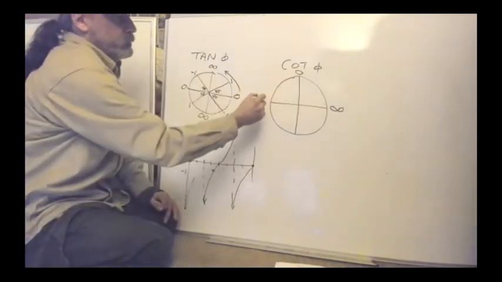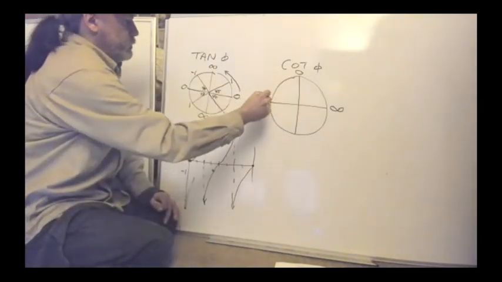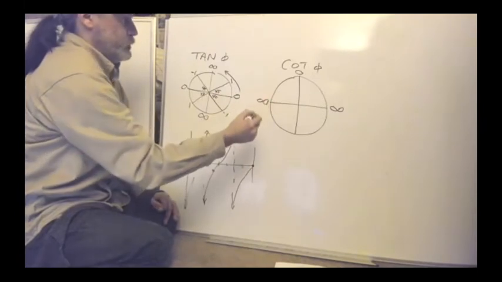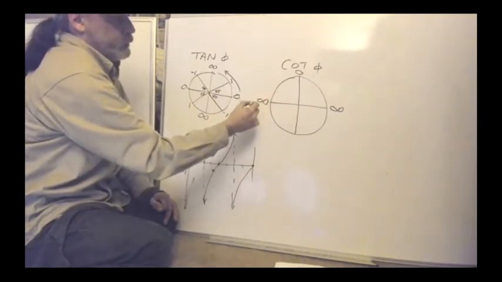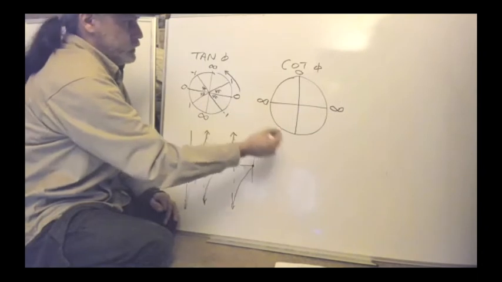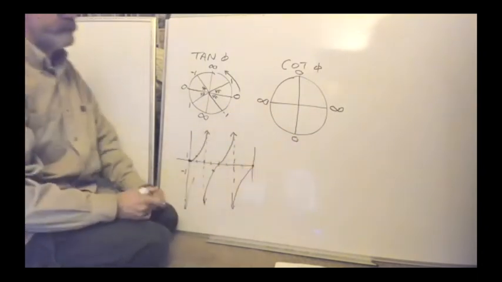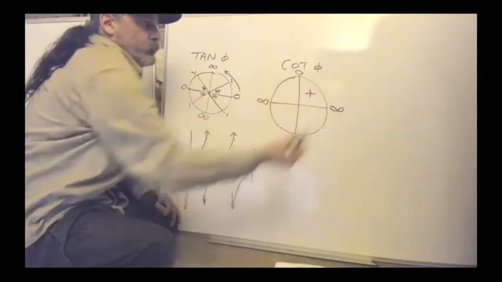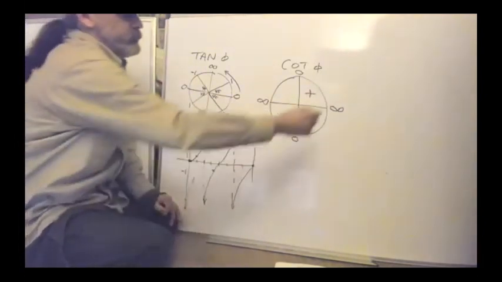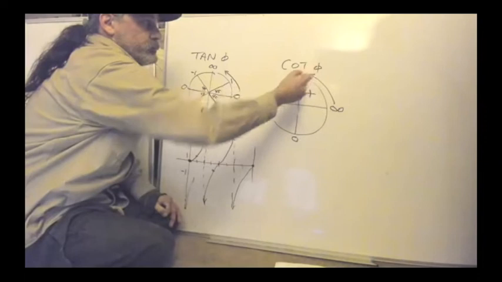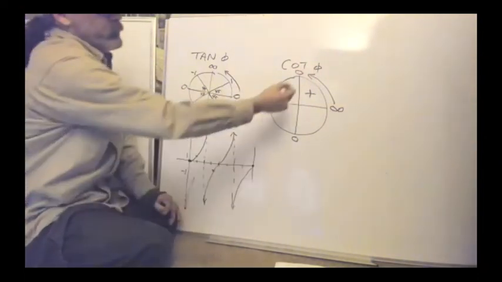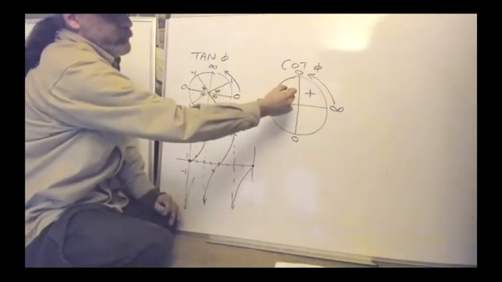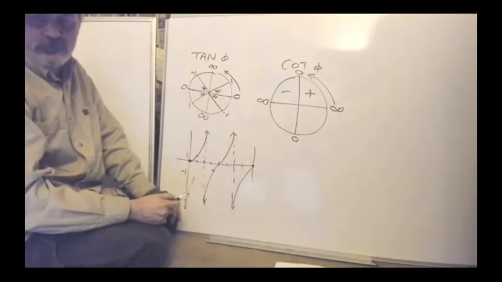And then over here, same thing. Now over here, I'm just going to put infinity. And then here, 0. All right, so once again, from infinity to 0, we're going to be in the positive region. And then we go 0 to technically negative infinity. We're going to be in the negative region where the cotangents are negative.